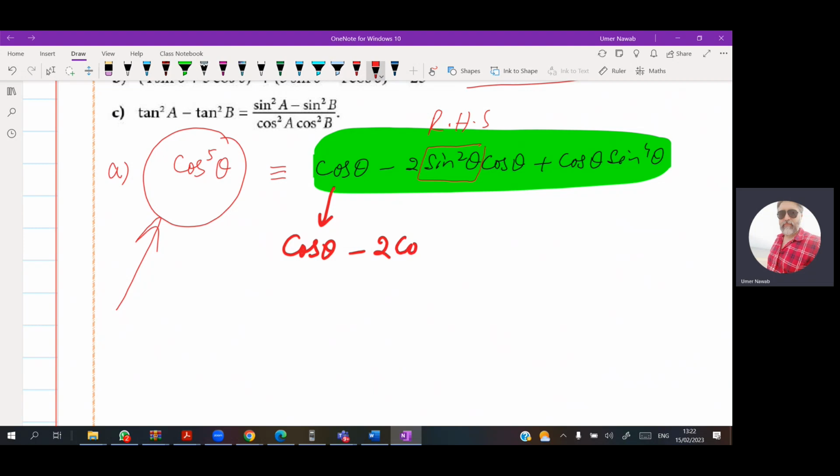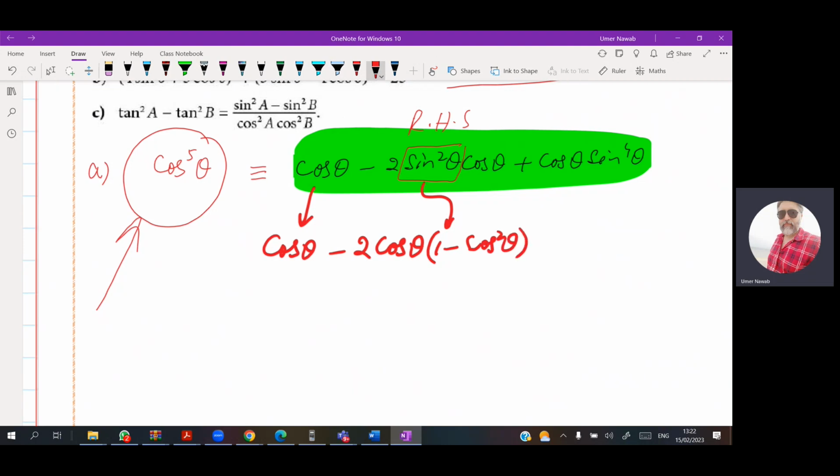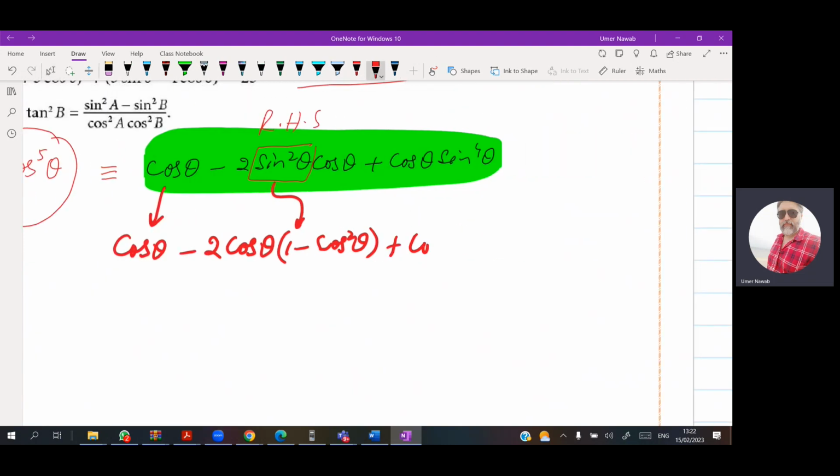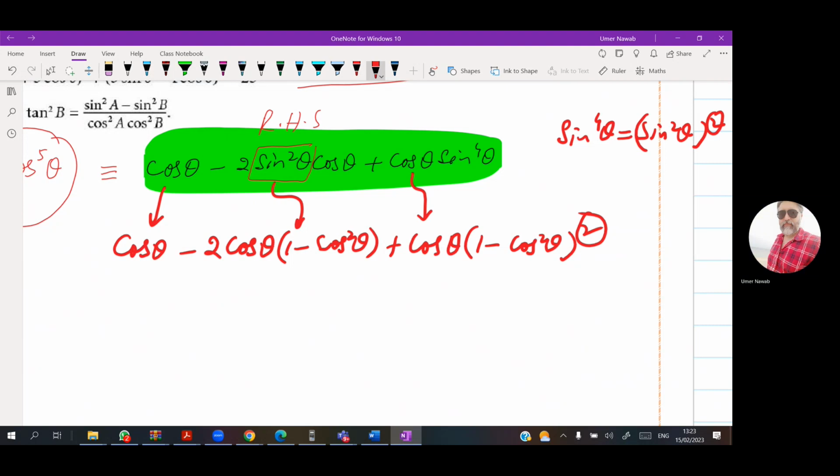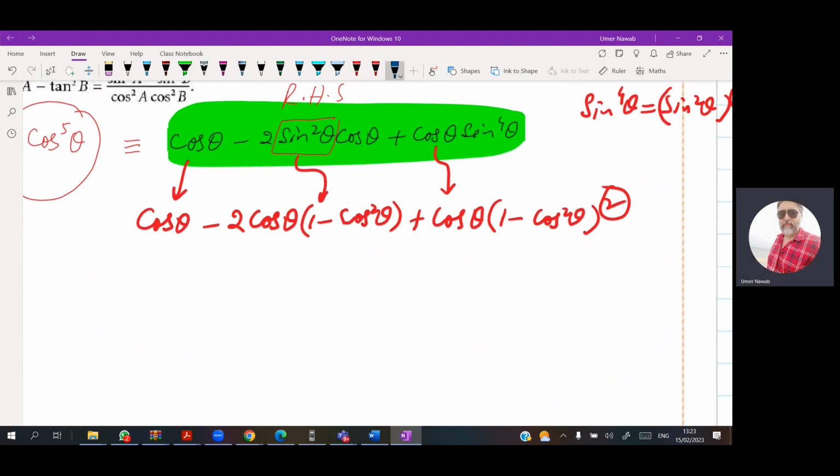And this cosine theta, again, I copy as it is. So rather than sine squared theta, I'm going to write 1 minus cosine squared theta. Got it? And plus cosine theta, I copied it as it is. And instead of sine 4 theta, I will write 1 minus cosine squared theta whole squared, because sine power 4 theta can be written as sine squared theta whole squared. And this square, I have written it here. Use your algebra skills.